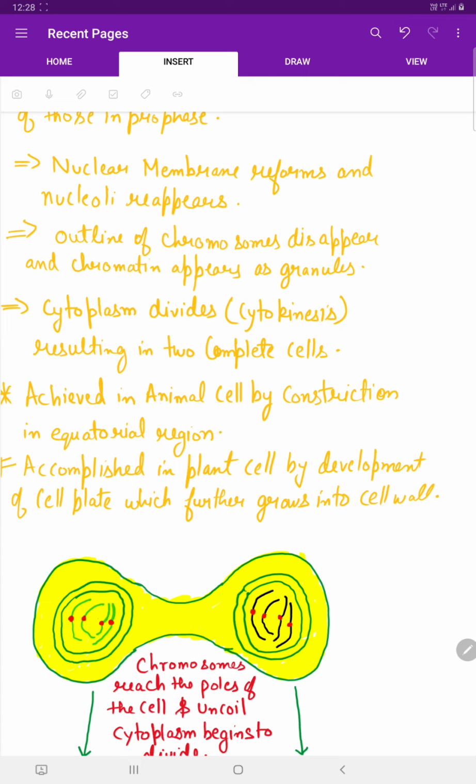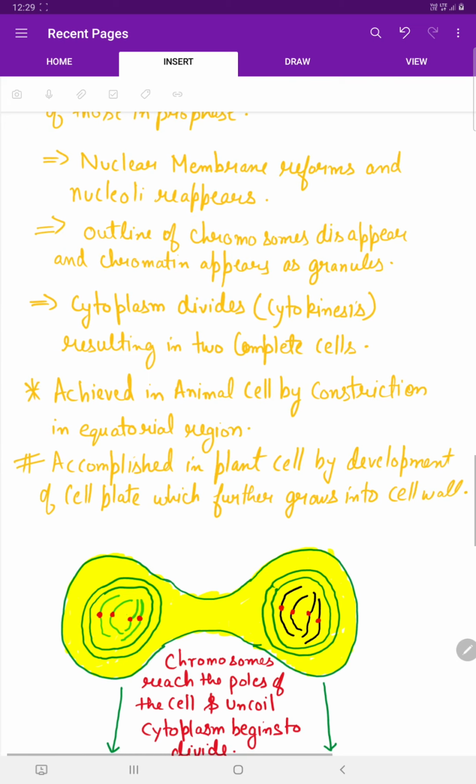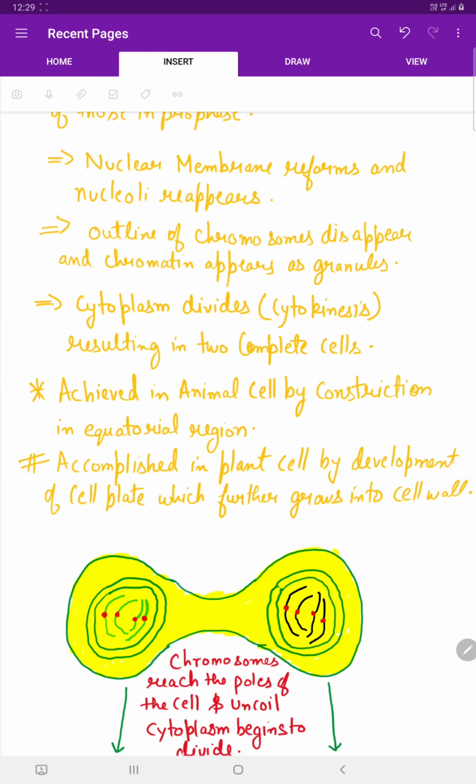The cytoplasm divides, also known as cytokinesis, resulting in 2 complete cells. This is accomplished in animal cells by constriction in the equatorial region, whereas in plant cells, a cell plate develops in the same region and becomes the new cell wall. The period between the 2 successive divisions is known as interphase.